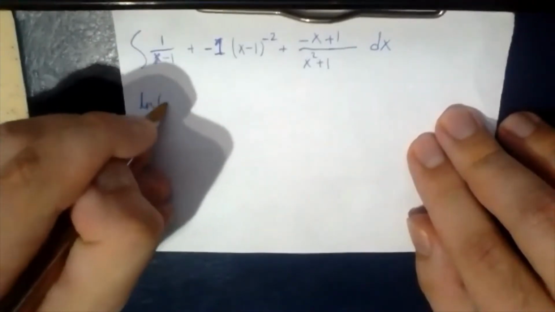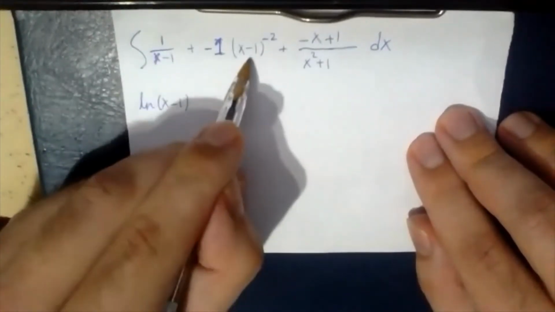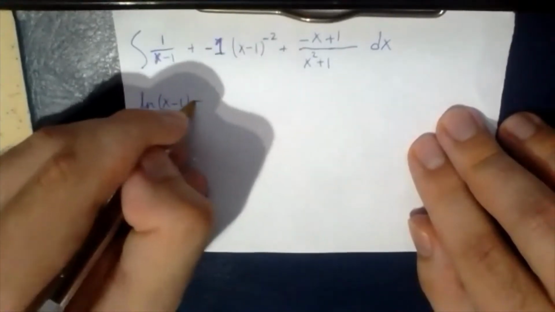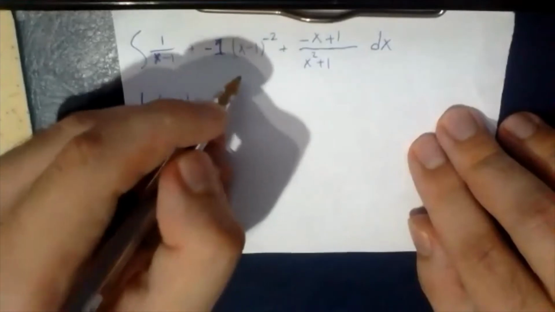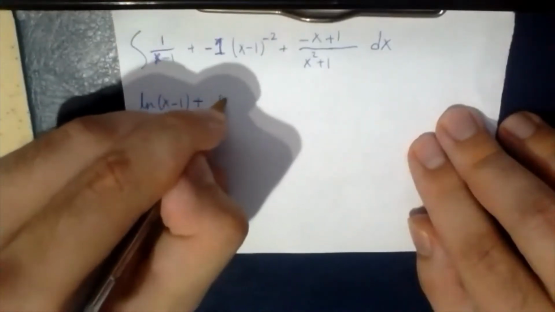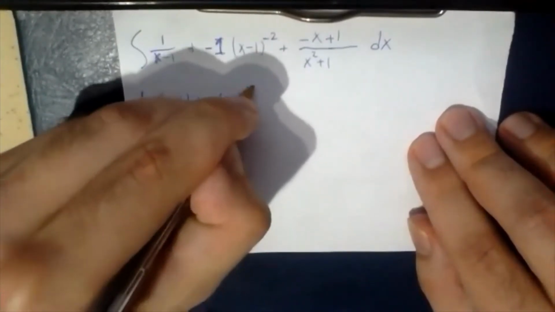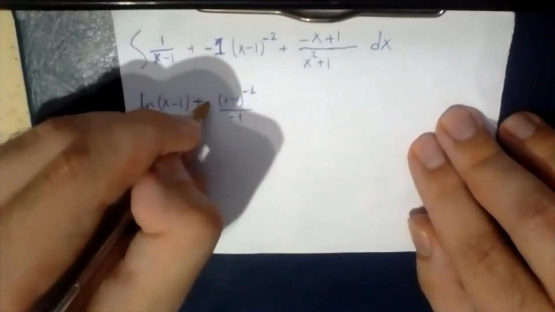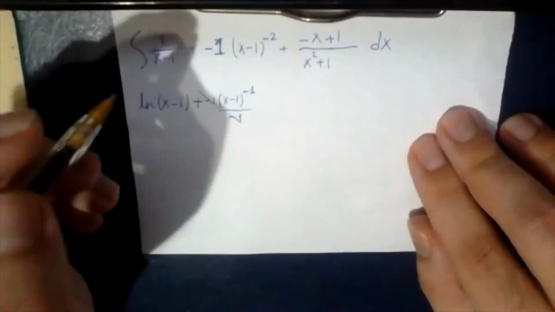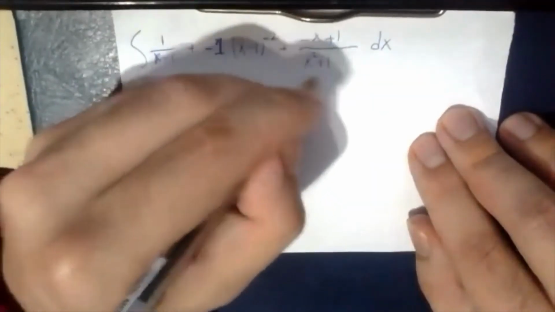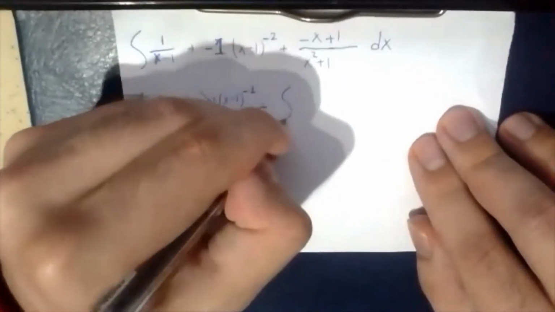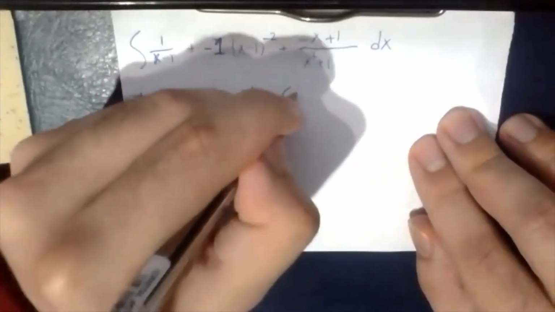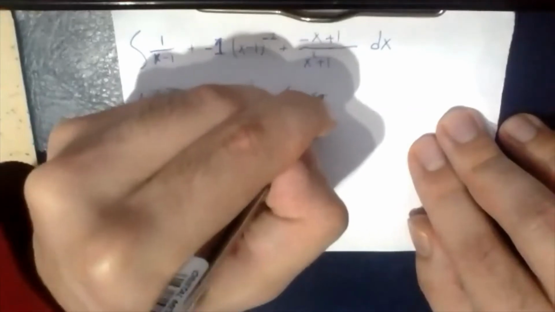It is ln |x minus 1|. Integration of x minus 1 to the power of minus 2 is, when we increase its power by 1, it will be x minus 1 to the minus 1. We also divide it by minus 1, but we have also another minus 1 here, and they will cancel, plus this integral. I don't directly write this integral because maybe it needs some operations.